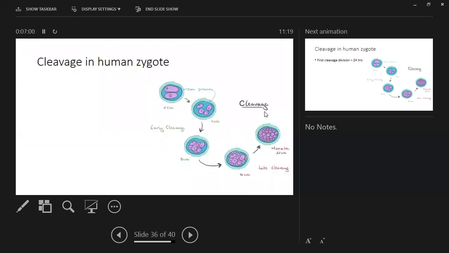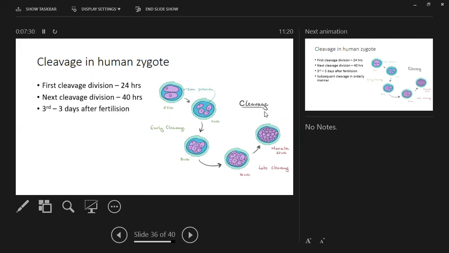Next is cleavage of the human zygote. How does the human zygote get divided? First cleavage occurs in 24 hours. After 24 hours of fertilization, there will be the first division. Second cleavage will be after 40 hours. So by this time, how many cells? First division you will get 2 cells. Second division you will get 4 cells. Third cleavage, or third division, is after 3 days of fertilization. So here it will be around 8 cells.